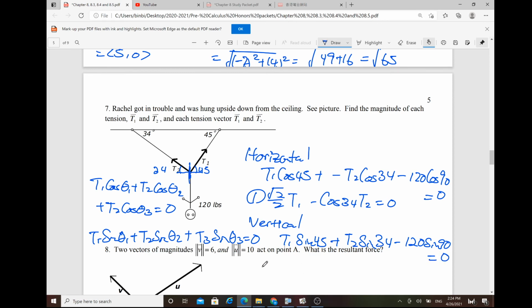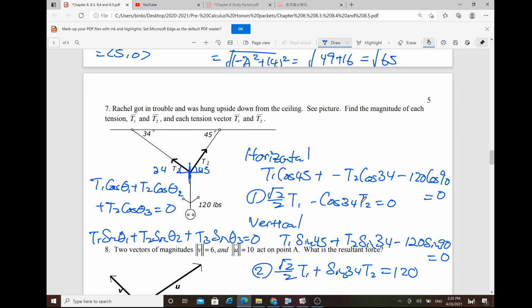So try to simplify this. We do have the second equation: root 2 over 2, because sine of 45 degrees, times T1. And then sine of 34, again, we don't know what that is, so just do that on the calculator. And then minus 120 times sine of 90. Sine of 90 is 1, so minus 120, or just set that equal to 120, adding 120 on both sides.